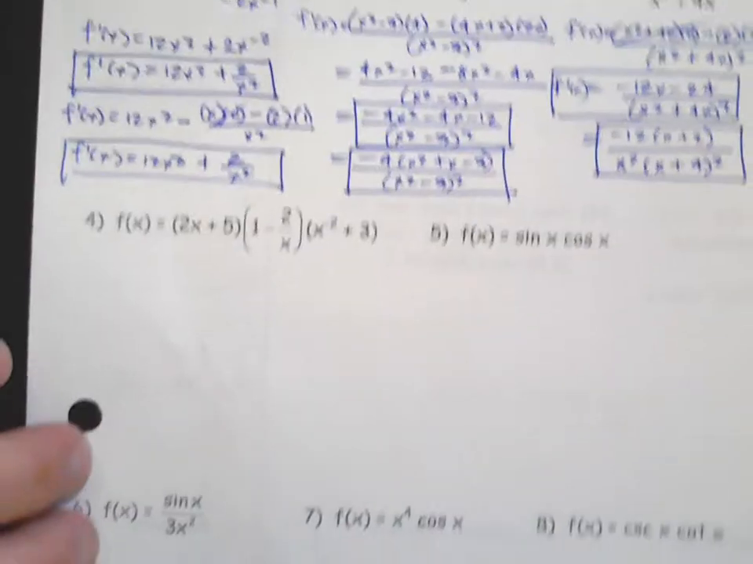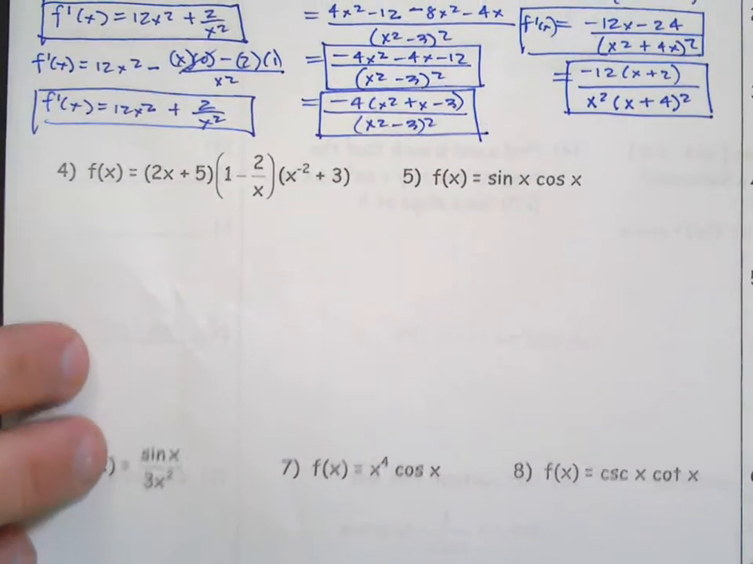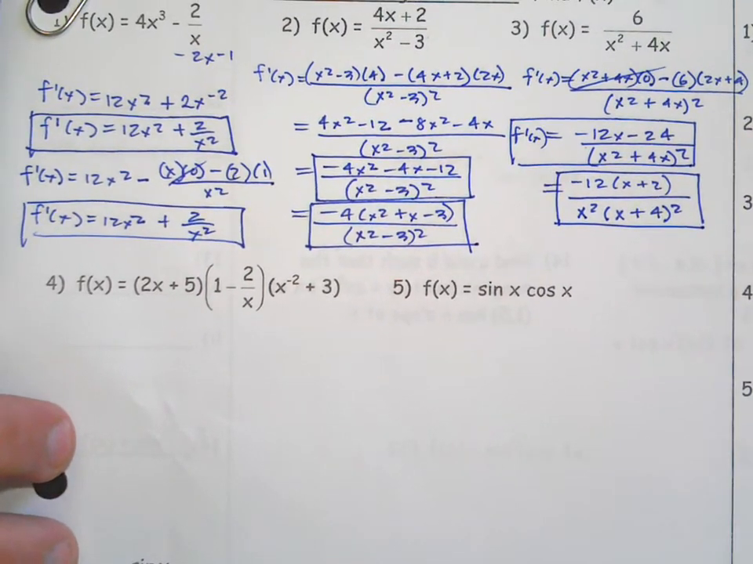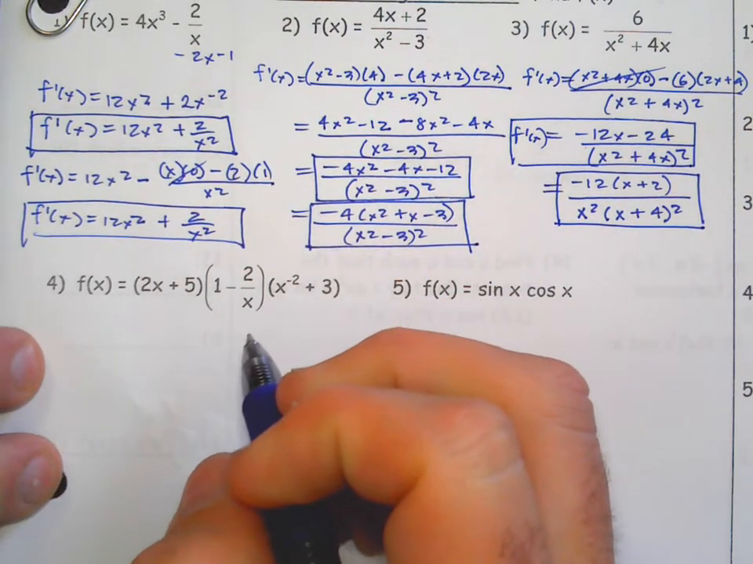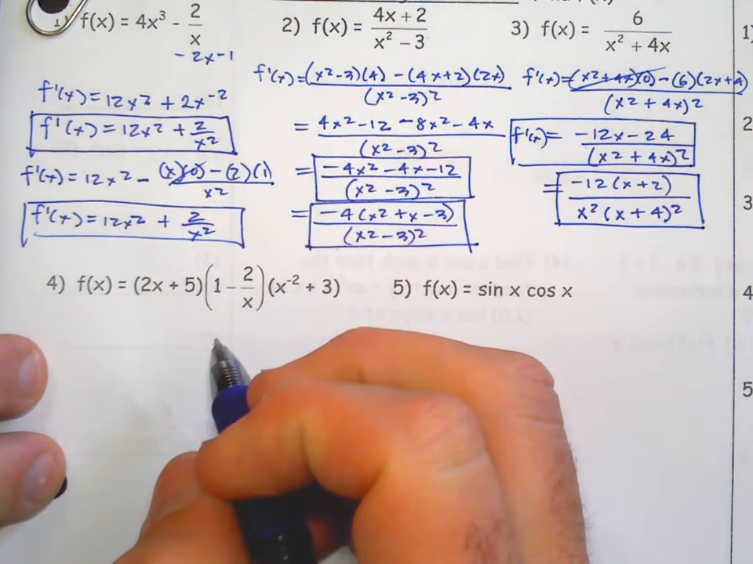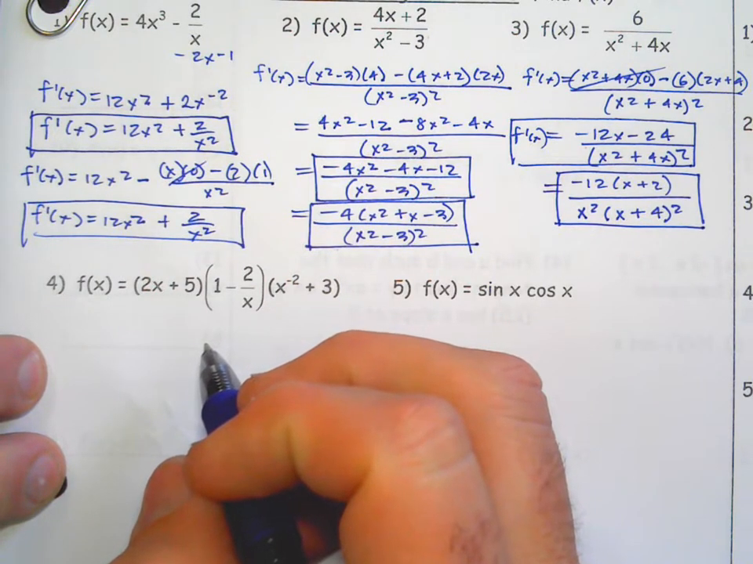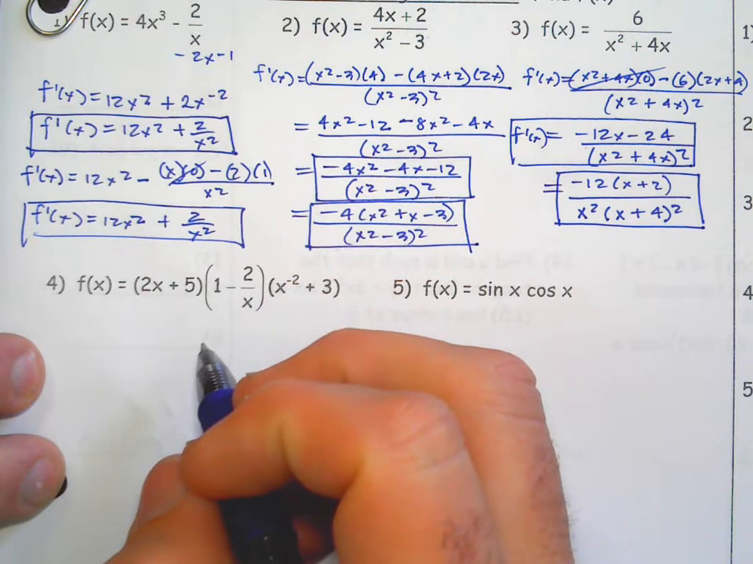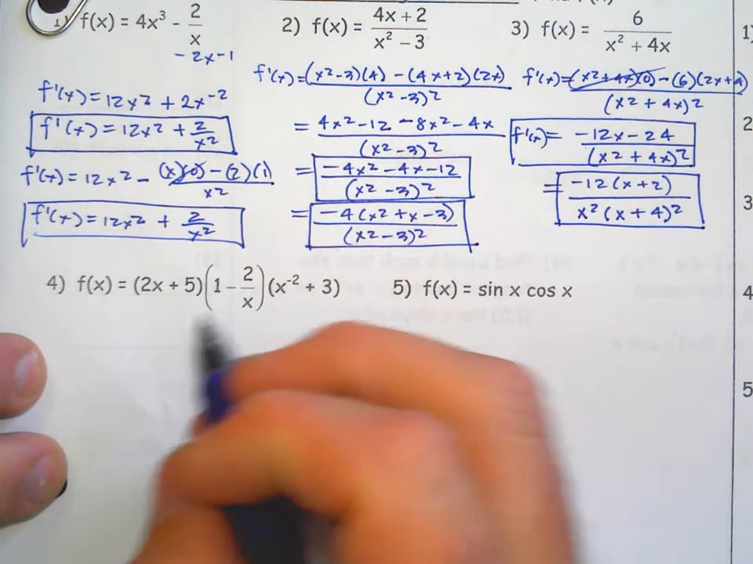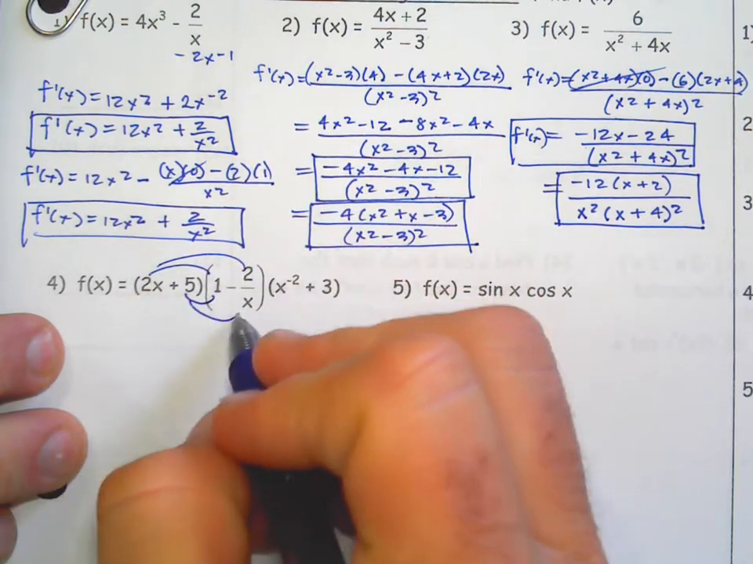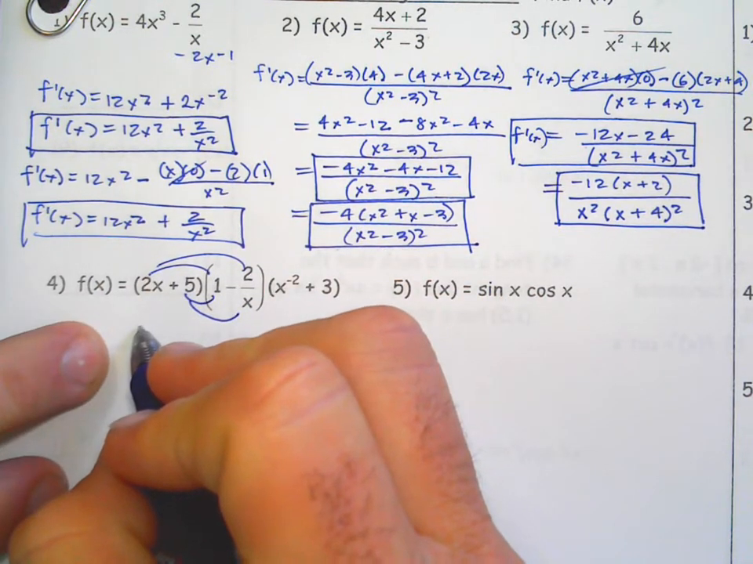Okay, number 4. So, this looks gross. My best advice is, I think, to just multiply this all out. I mean, we could do product rule within a product rule, and it's going to be crazy. So I think I'm going to distribute this, and I think that's going to be worth it.